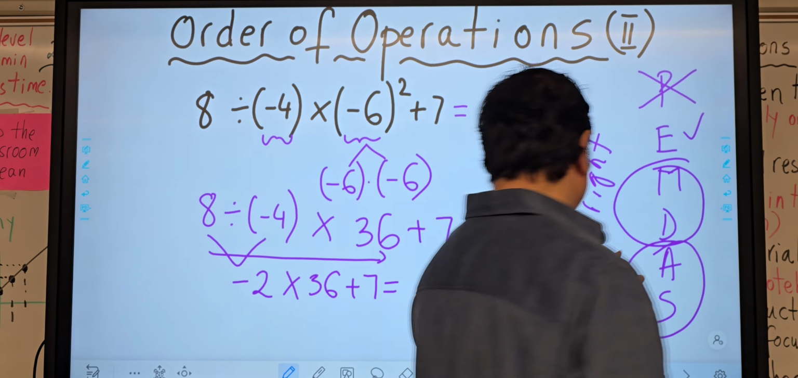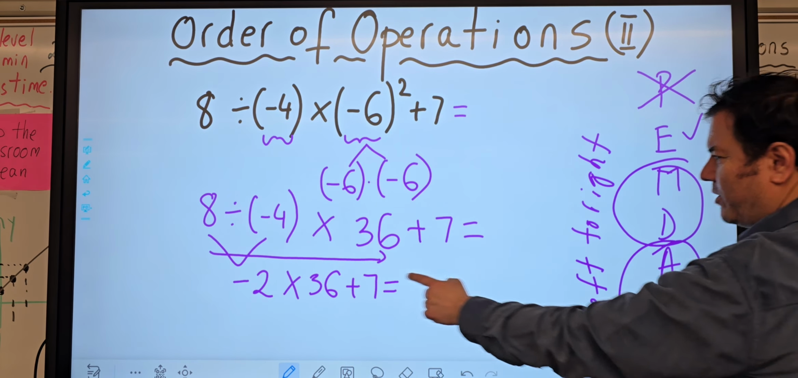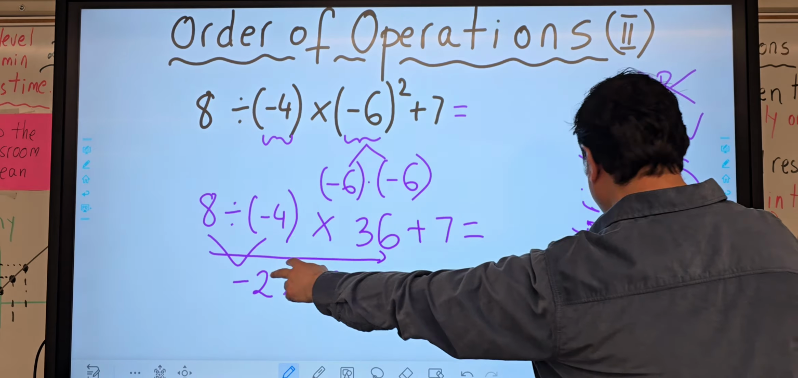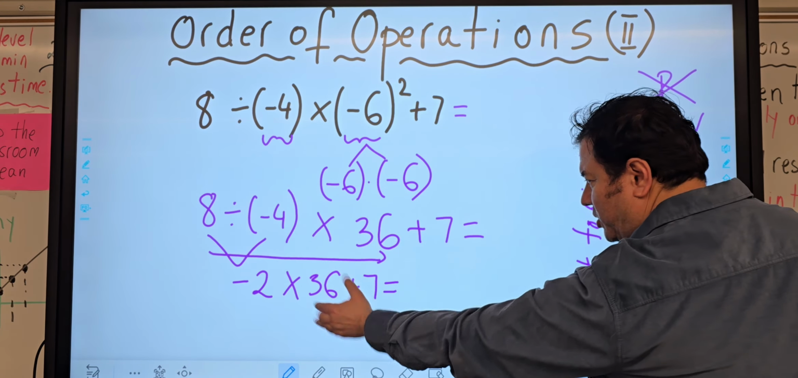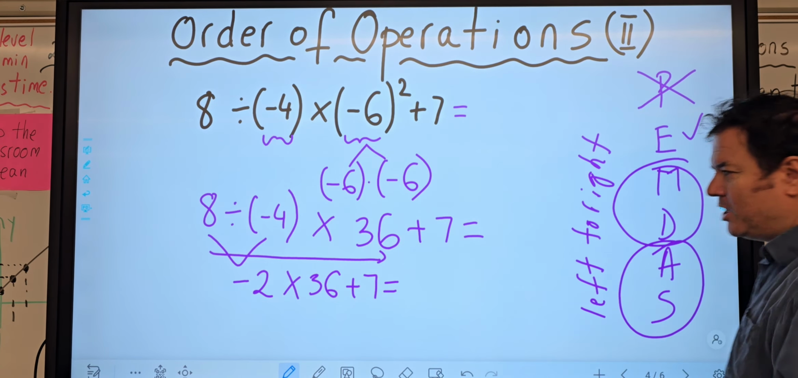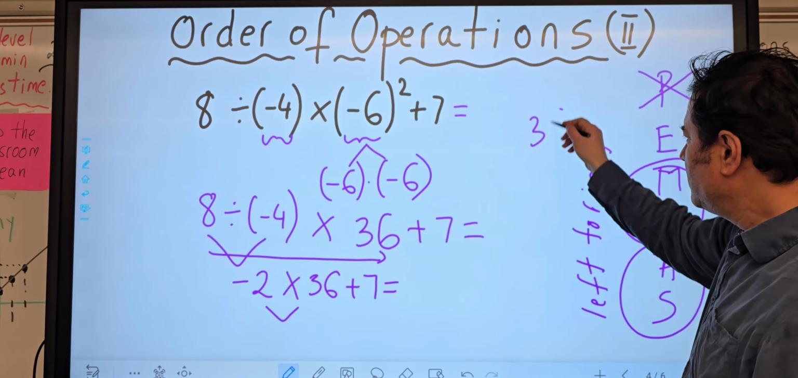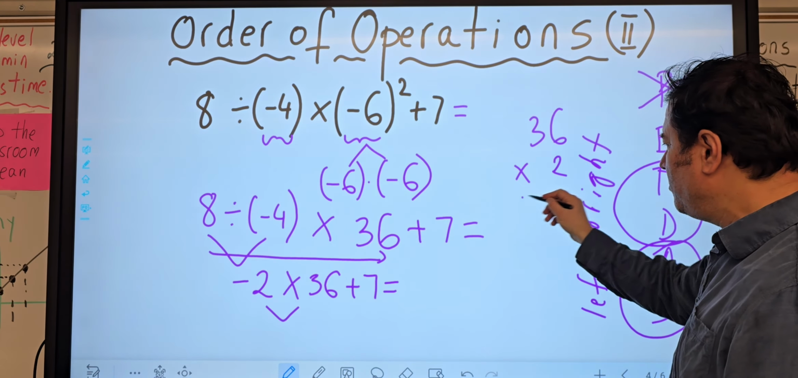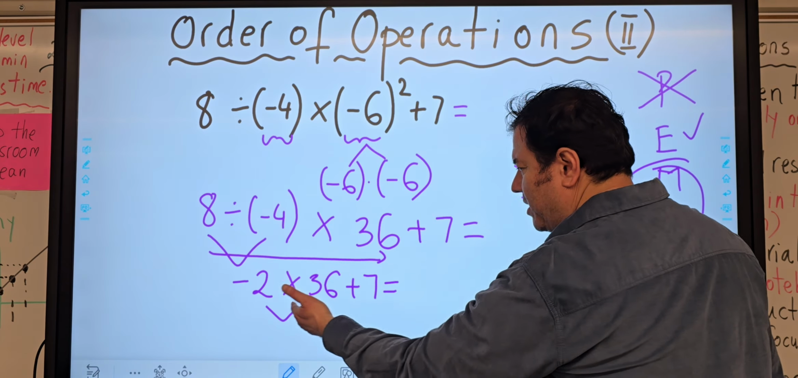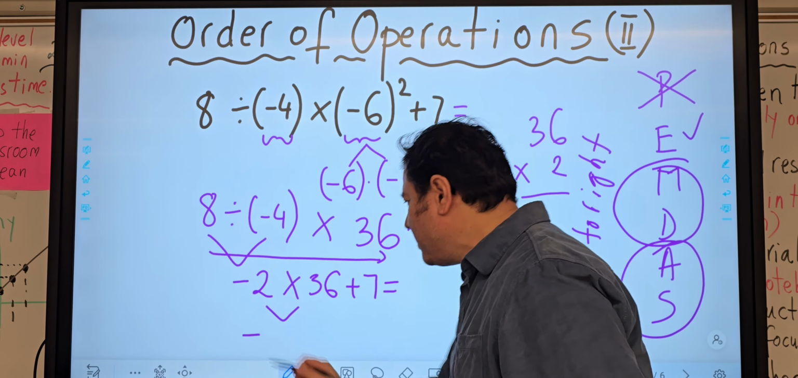Now we are right here. Okay? We finished the division from left to right, and now we have multiplication, which comes before addition. So we have to multiply those numbers first. Negative 2 times 36. But remember, negative times a positive becomes a negative. So we are going to have a negative number there.